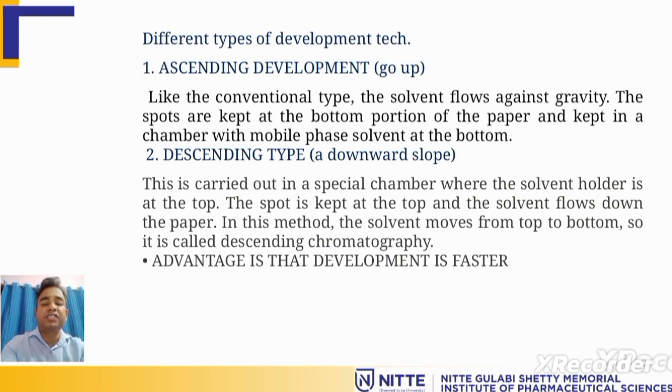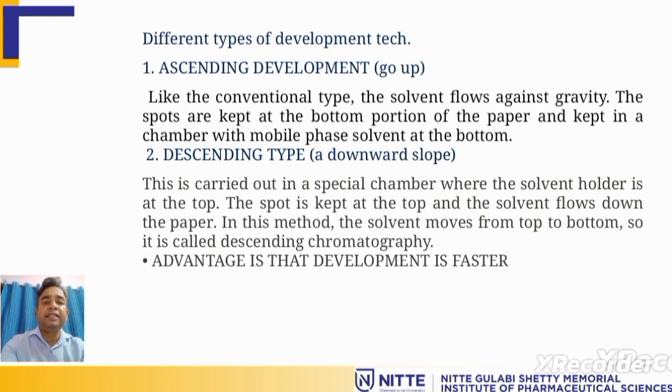Once the sample is spotted onto the paper, they are put into the mobile phase and they are kept and made to run in the mobile phase. According to the procedure they are classified. So there is ascending development in which the solvent flows against the gravity and the spots are kept at the bottom portion of the paper and kept in the chamber with mobile phase solvent at the bottom.